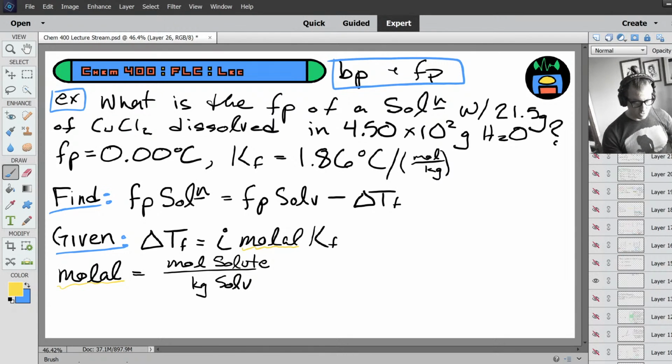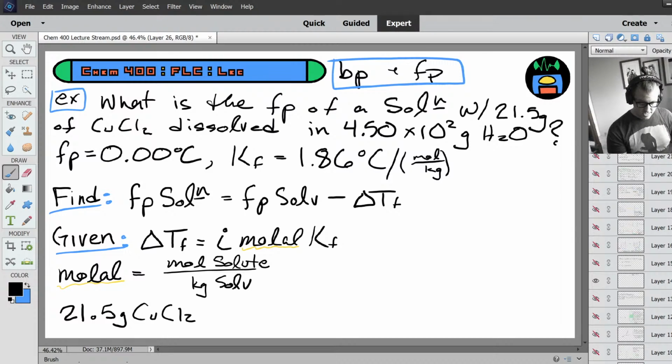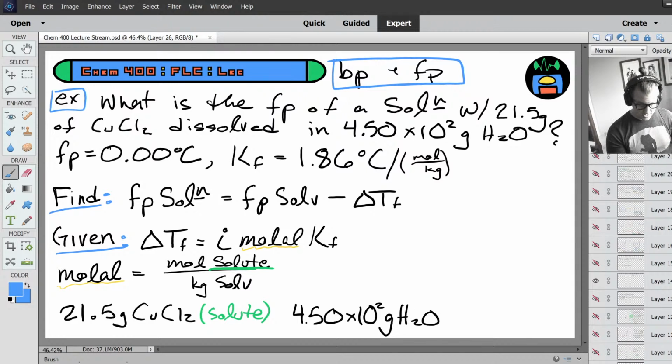We've written down a lot of things that were given. We haven't even started looking at the problem, so let's take a look. We have 21.5 grams of copper 2 chloride, and this is the solute. We're also given the mass of solvent, 4.50 times 10 to the second grams of water. All right, this is our solvent.